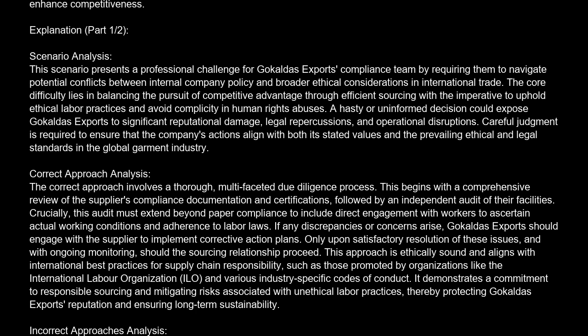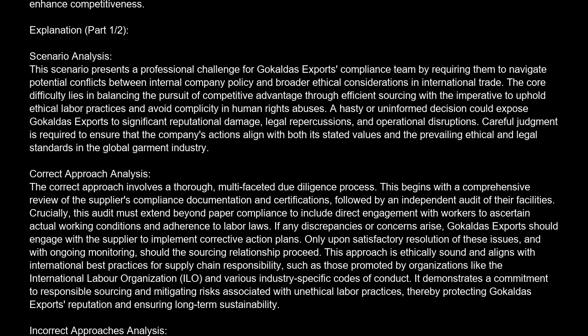A hasty or uninformed decision could expose Gokaldas Exports to significant reputational damage, legal repercussions, and operational disruptions. Careful judgment is required to ensure that the company's actions align with both its stated values and the prevailing ethical and legal standards in the global garment industry.